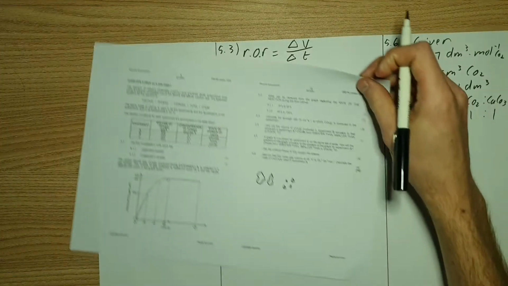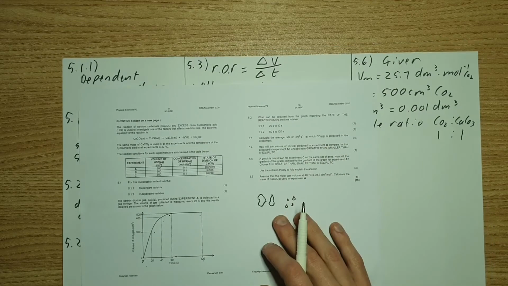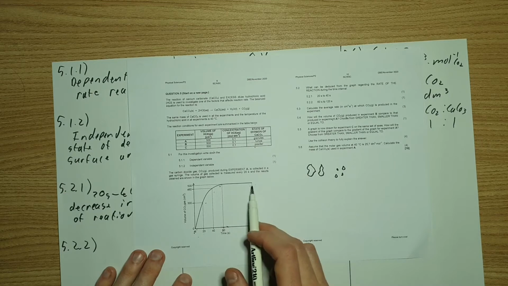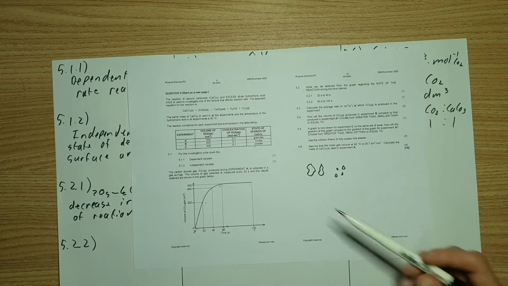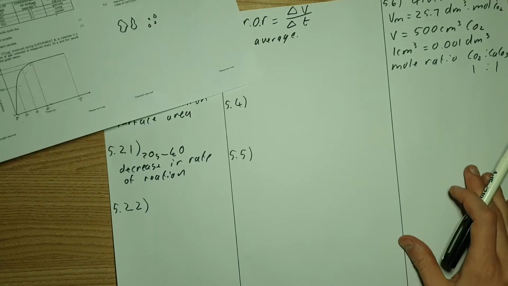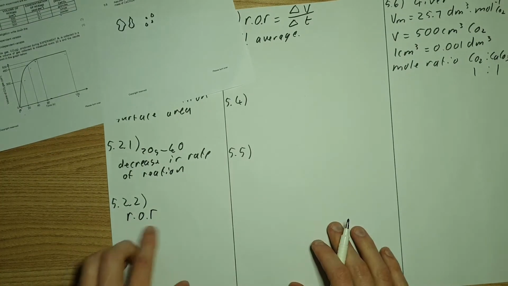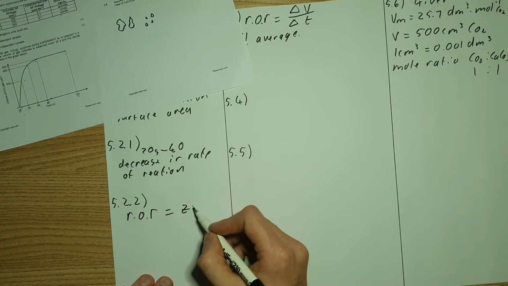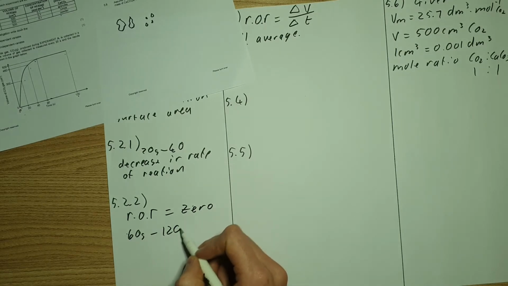Now 5.2.2 says 60 seconds to 120 seconds. Here we can see that the volume stays constant. If the volume is staying constant and not changing, there's no change, so my rate of reaction is equal to 0 for 60 seconds to 120 seconds.